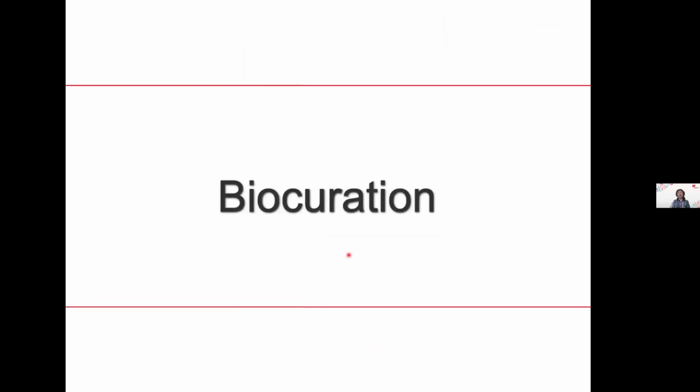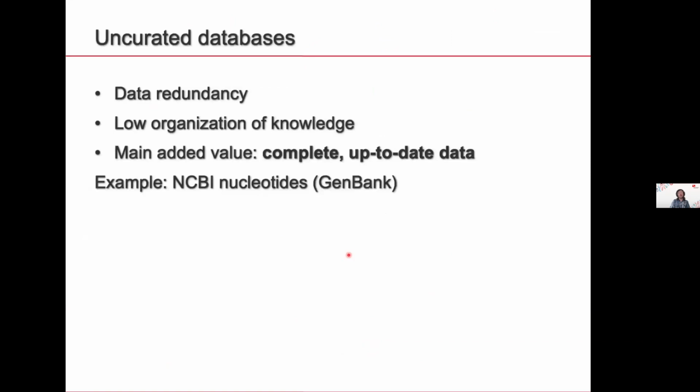I've spoken several times about curation, so I'm going to speak now a bit about what curation is and why it is important. There are two types of database in the life sciences, uncurated and curated. For uncurated databases, the typical example we all know is GenBank or NCBI nucleotides. There is huge redundancy. You look for insulin and you'll find 50, 100 copies of the insulin sequence. There's low organization of knowledge. People might have put details about the gene, the genome, or not. You don't know. But the main added value is that it is up to date.